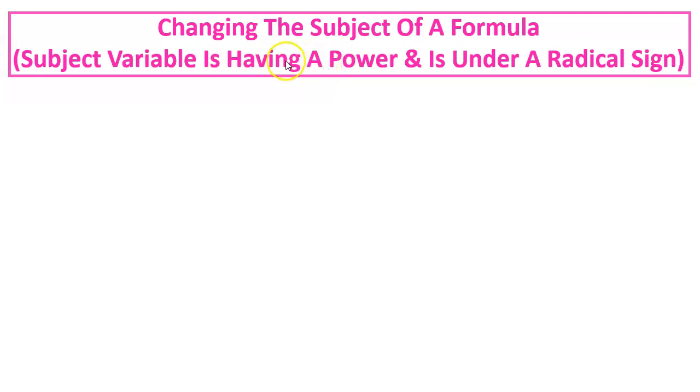Okay. And the subject variable is under a radical sign. It may be the square root, it may be the cube root, it may be the nth root, whatever it is, there will be the radical sign present. Okay. So, without any further delay, let us start with our today's session. Let us first of all look at the given question.